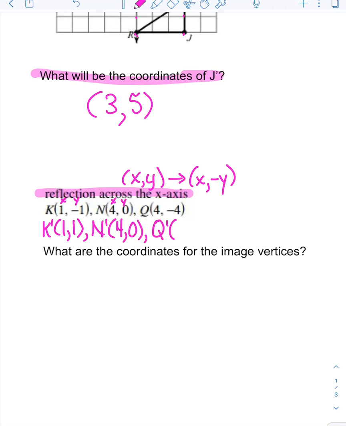And now let's find q prime. Leave the x alone. Change the sign of the y. So a -4 becomes a +4. So those are all my coordinates for my image vertices.